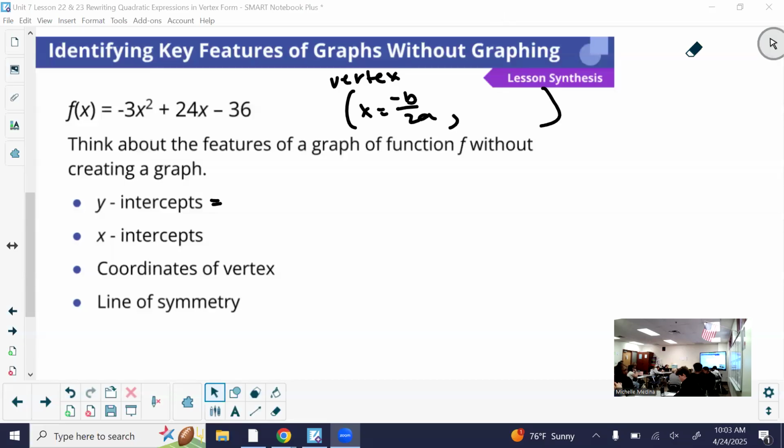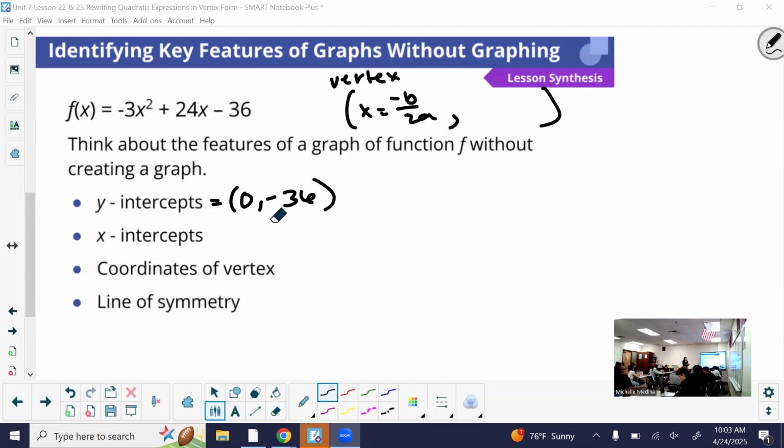Okay, Bella, what is the y-intercept? Negative 36, correct? And if we were writing it in coordinate form, the y-intercept is whenever x is 0, and then this is the y. So that's easily seen right now because it's already in standard form.